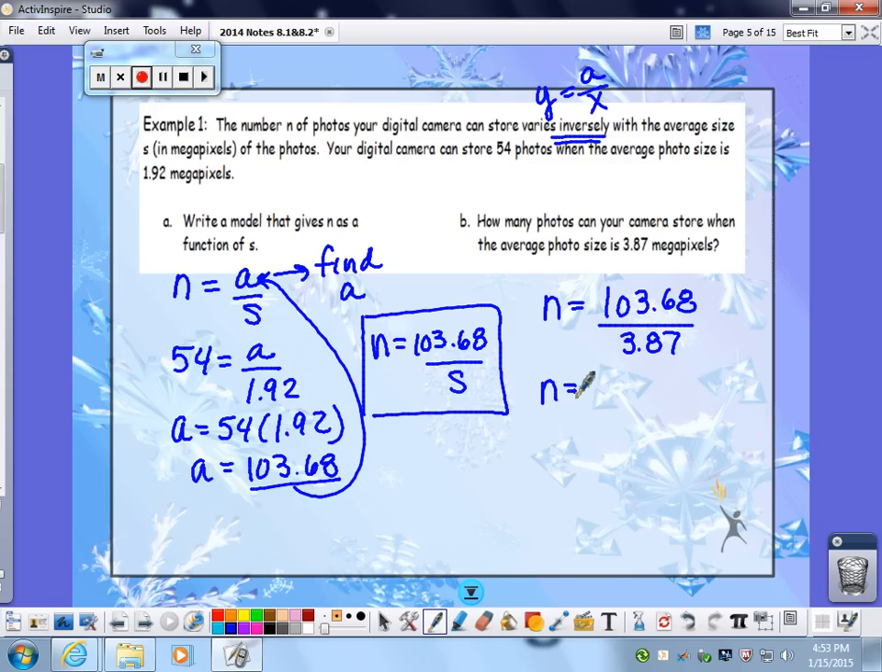All right, use your calculators. So we're going to get 26.7. We really can't have 0.7 of a picture, so we're going to be able to store approximately 26 pictures. So this same process we're going to be using throughout these word problems. Pick the keyword, write the equation, find your constant, rewrite the model, and then make predictions about further events.